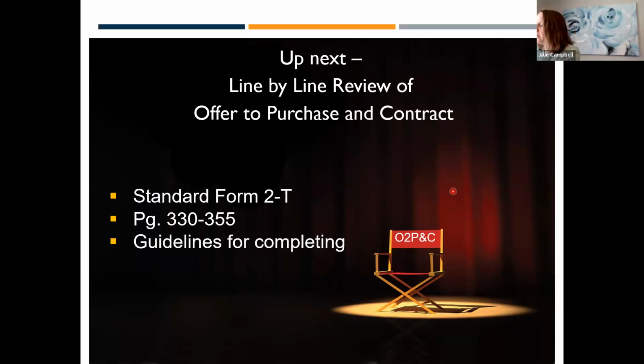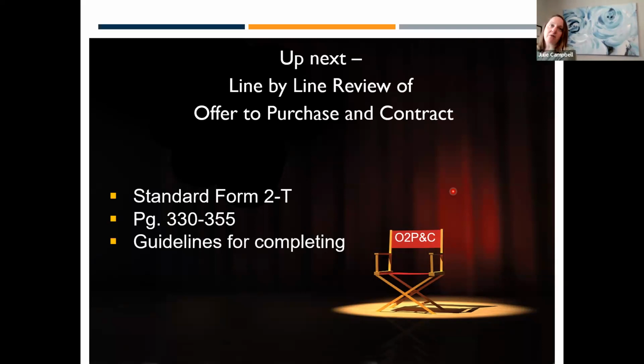Also in your book, my hard book people, if you're in the purple book, starting on page 330 over to 355, these pages are explaining the provisions in the offer to purchase and contract. So back to our earlier conversation about when in doubt, find out, and all those resources you have to make sure that you're properly completing the offer to purchase and contract.